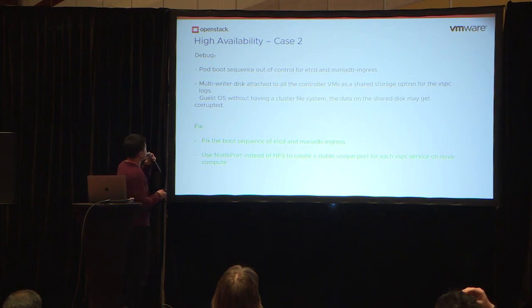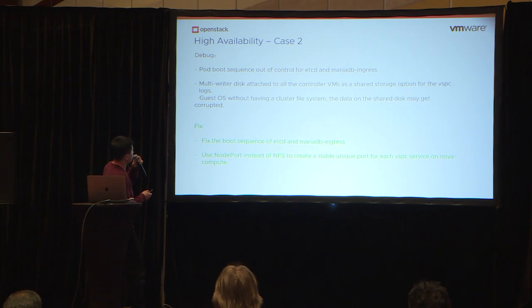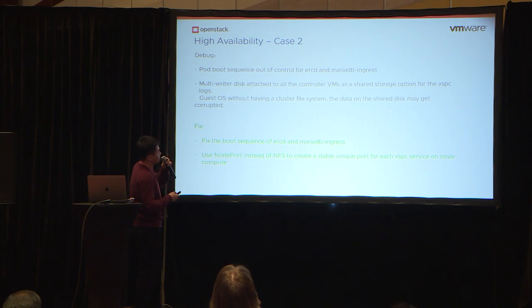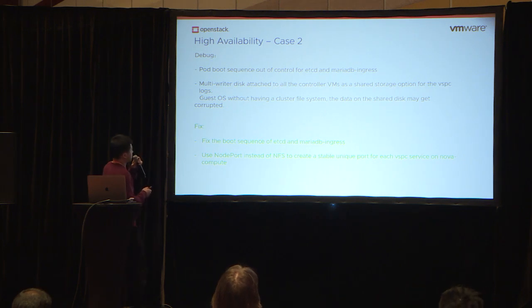When debugging that, we found first we lost the boot sequence control of the controllers for etcd and the MariaDB ingress. And for the multi-writer disk scenario, which attaches to all the controller VMs as a shared storage option for the vSphere compute service, we found this is not a good solution for us, since the guest OS does not have cluster file system support. So the data on the shared disk may get corrupted when there's a huge amount of data coming in.